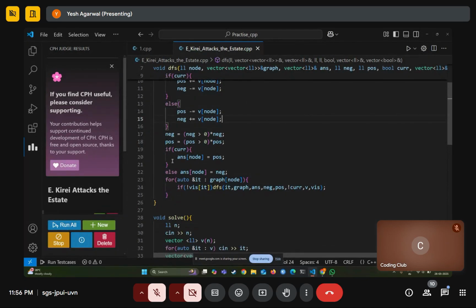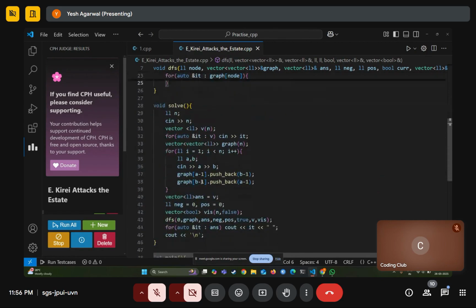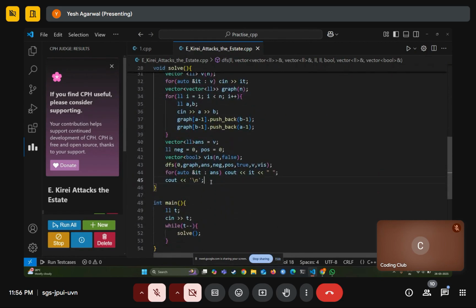And then we'll consider these values, store them, and then again DFS. Since we don't want to visit the parent node again obviously, we'll just use the not visited check here, and then we'll output the value.